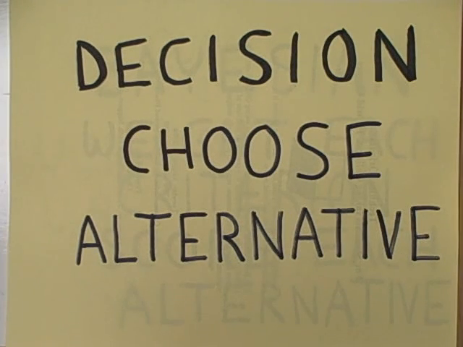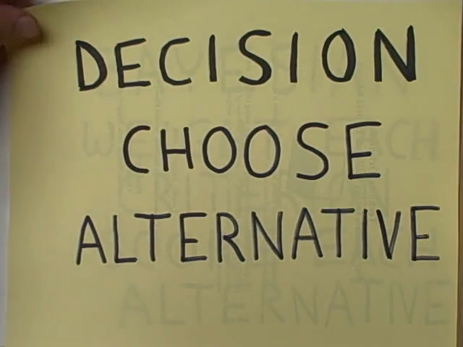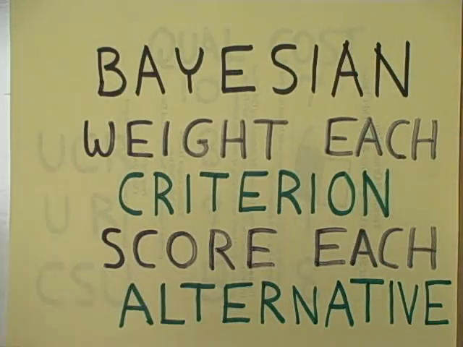Decision making is about the selection of a solution for a problem. In other words, we have several possible alternatives, and then we choose one of those alternative solutions. One approach that's very useful in selecting a specific solution, alternative, when we have several criteria by which to evaluate those solutions, is an approach known as the Bayesian approach.